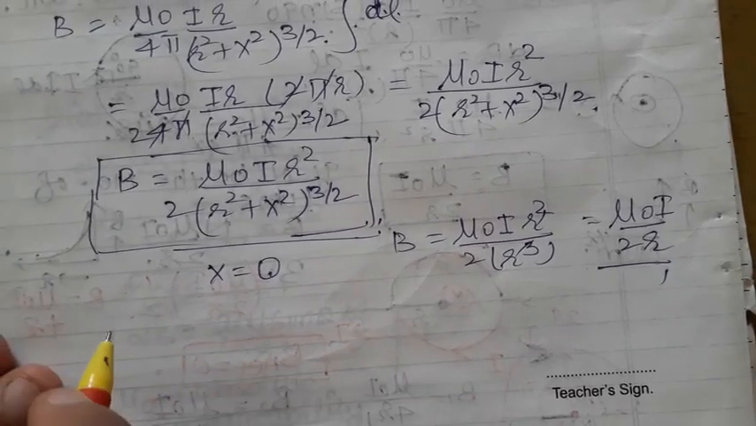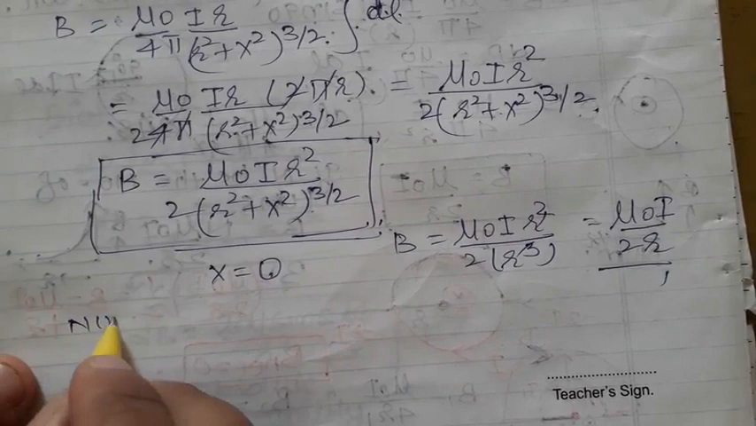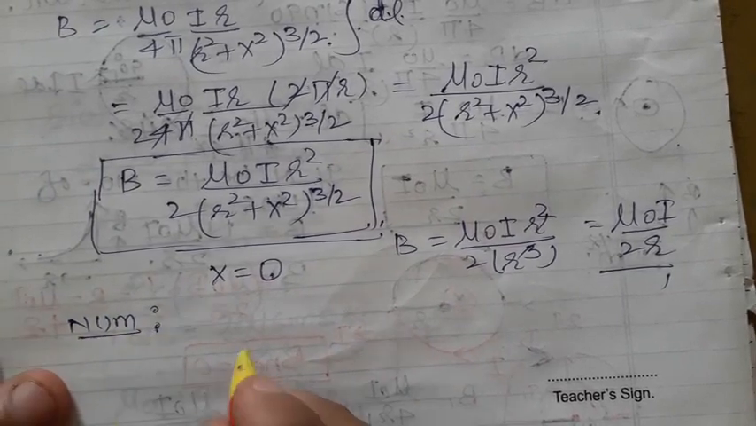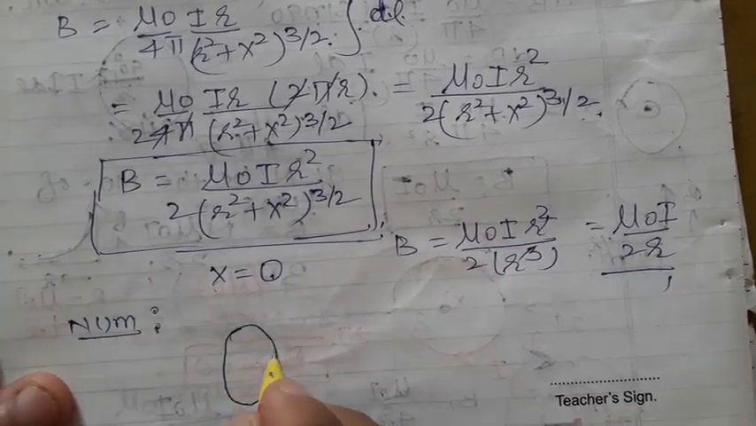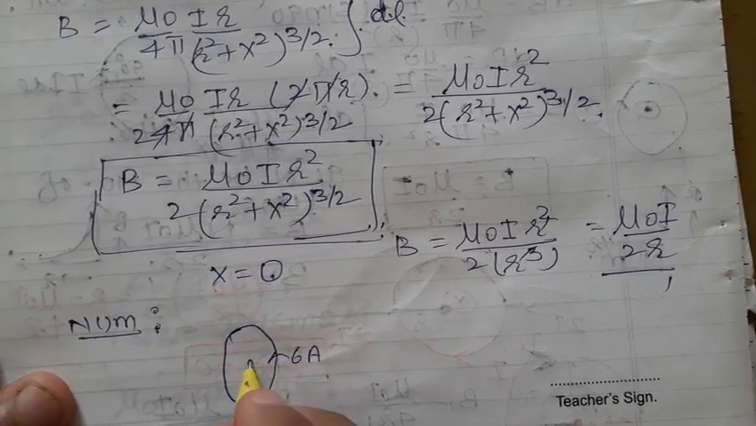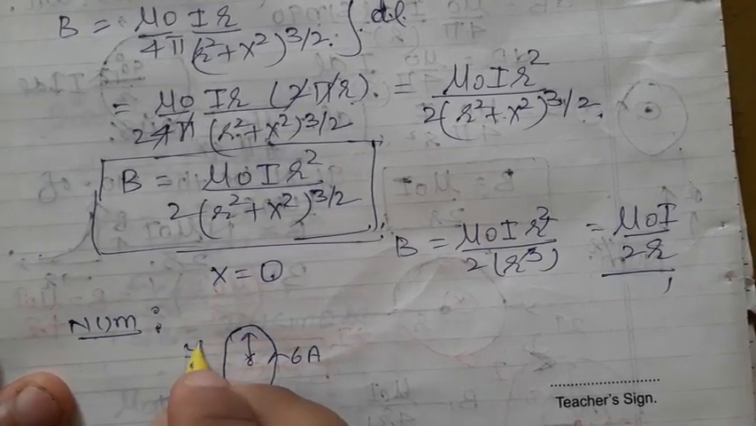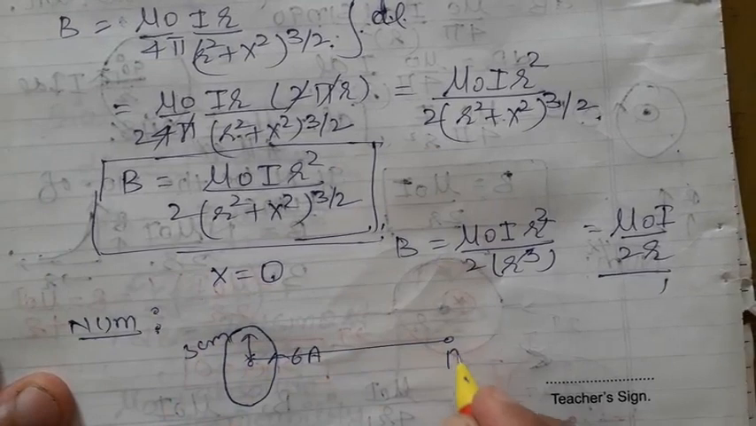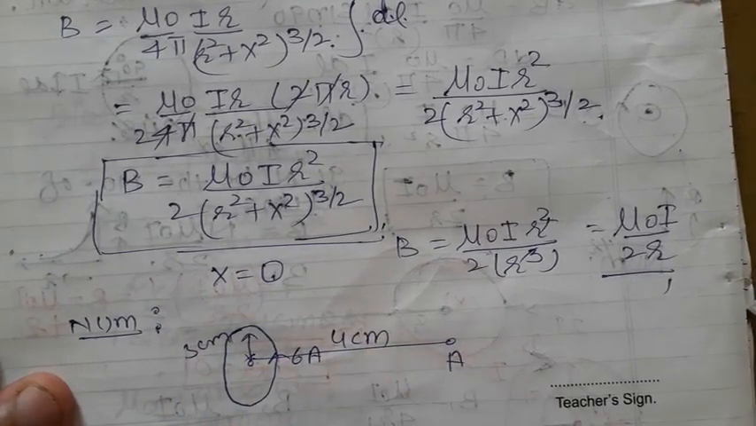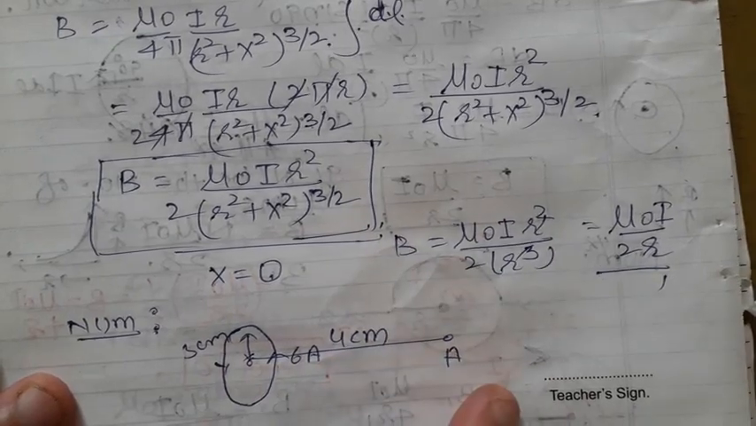So this is how the question I discuss in numerical is based on this. For example, this is a coil carrying a current of 6 ampere and its radius is 3 centimeter. And you want to find the magnetic field at this point, which is at 4 centimeter. So what will be the magnitude of that magnetic field?